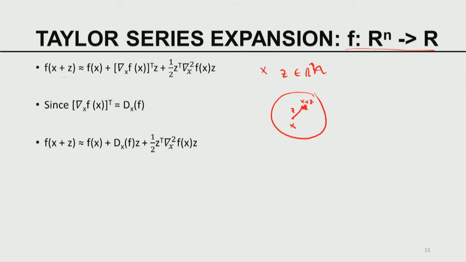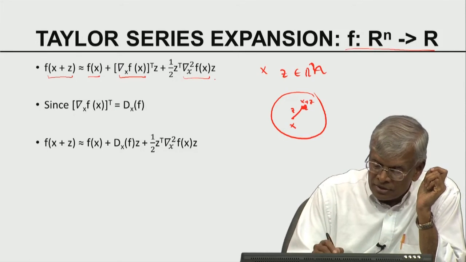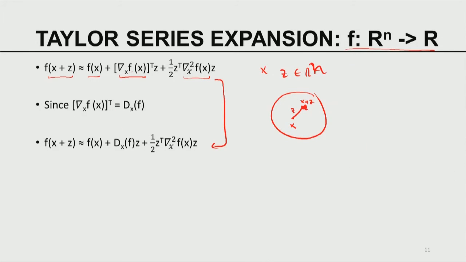Again, if I know the value of the function at x and its gradient and its Hessian, Hessian is second derivative, I can approximate the value of the function at x plus z by this relation. So this is called the second order approximation. We also know the gradient and the Jacobian are related by the transpose of each other. So I can rewrite this replacing the transpose by the Jacobian. So it is this form we will use in our analysis. So this is the second order Taylor series of a scalar valued function of a vector.